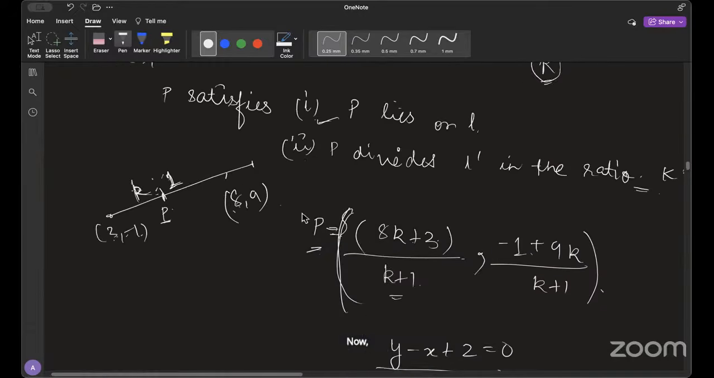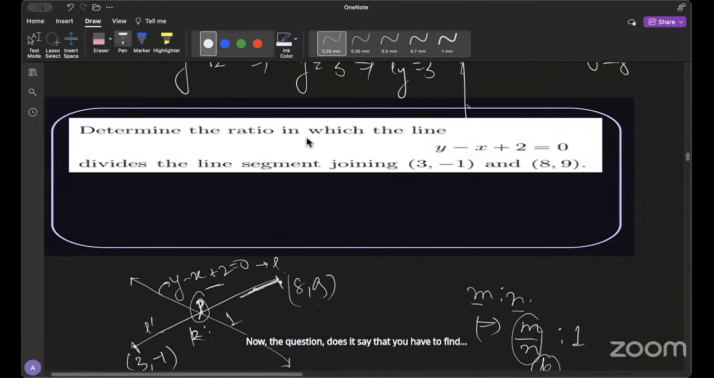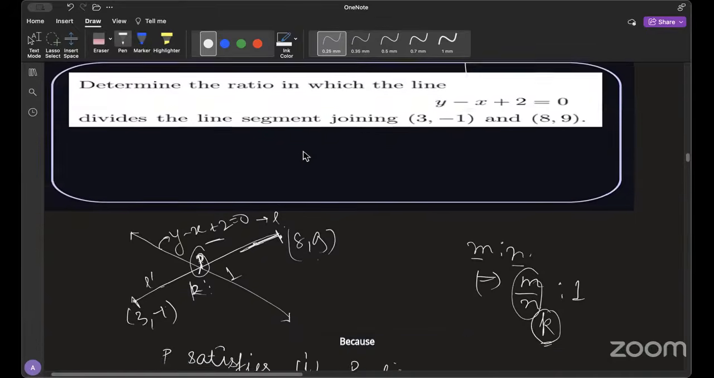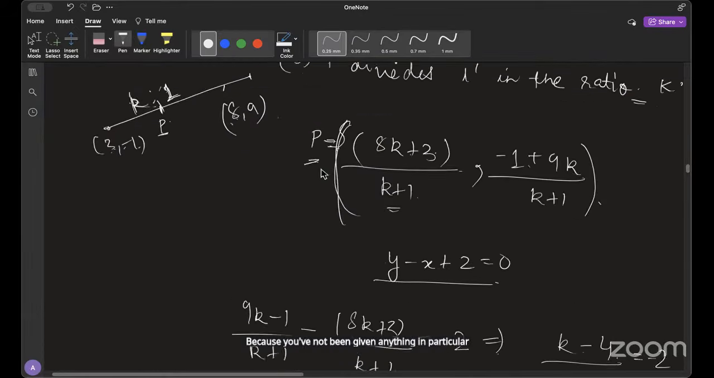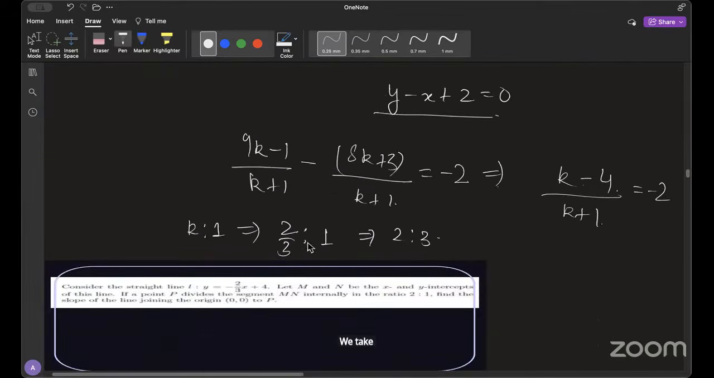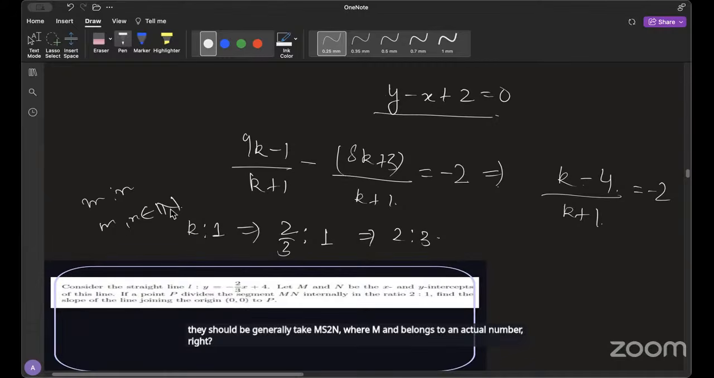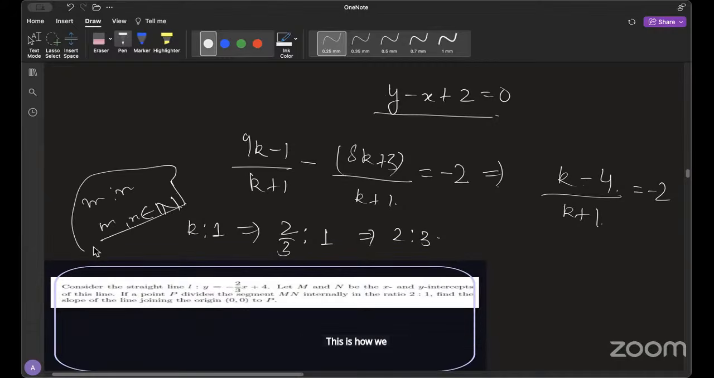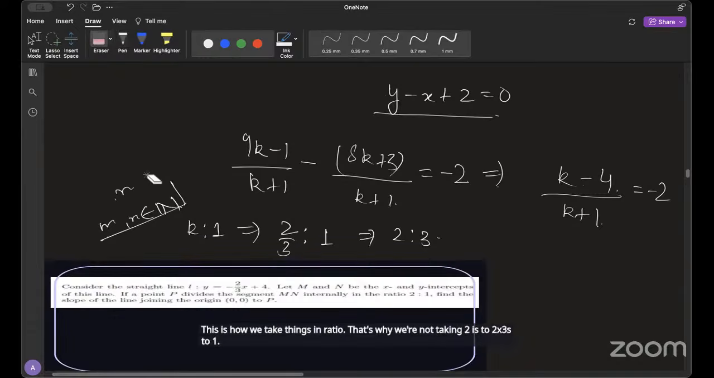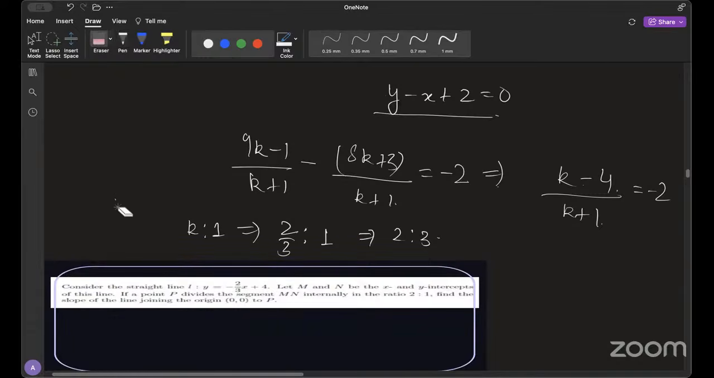Now, does the question say that you have to find anything in particular? Because you've not been given anything in particular, we take natural numbers here. For ratios, we generally take m is to n, where m and n belong to natural numbers, right? This is how we take things in ratio. That's why we're not taking 2 is to 2 by 3 is to 1. So our ratio is 2 is to 3.